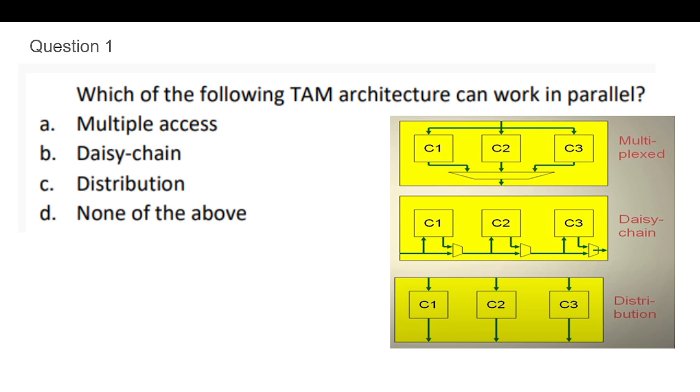Okay. So first question, which of the following TAM architecture can work in parallel? In multiplexer, we said that the complete TAM width is given to a particular core and at a time one core can be tested. In a daisy chain based approach, again only one core can be tested. If not C1, then C2. If not C1 and C2, then C3.